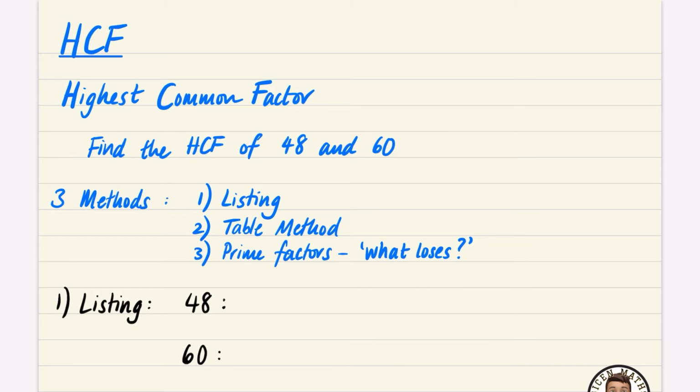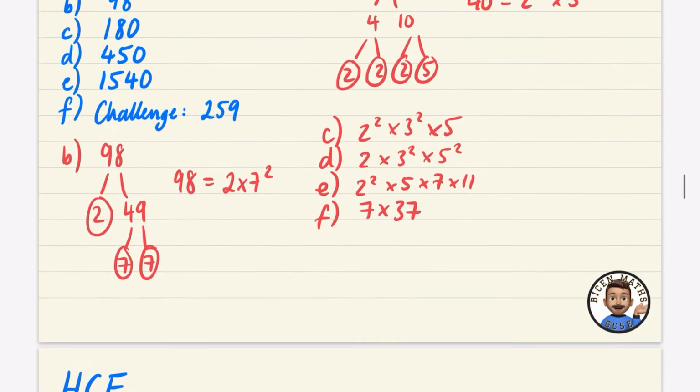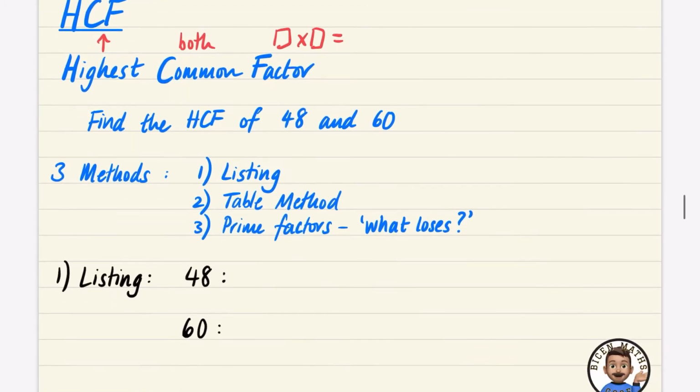So factors means 2 numbers that multiply together to give the number we're looking at. Common means that they both need to have them, and highest, obviously, we're going to pick the highest. So there are 3 different methods. Number 1, for some numbers, is just listing the factors or spotting the factors. Number 2 is the table method, which is my favourite one. And number 3 uses the prime factors that we've just been doing on the previous page, and it's this idea of what loses in a competition, and I'll explain that when we get to it.